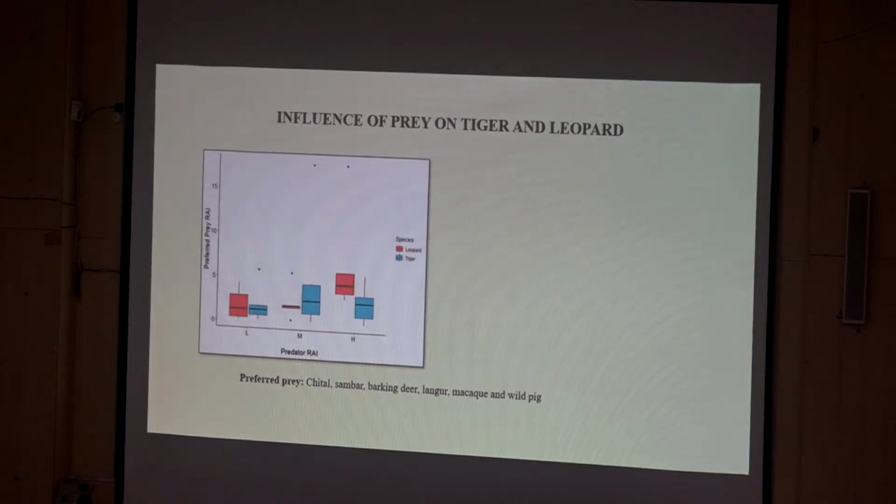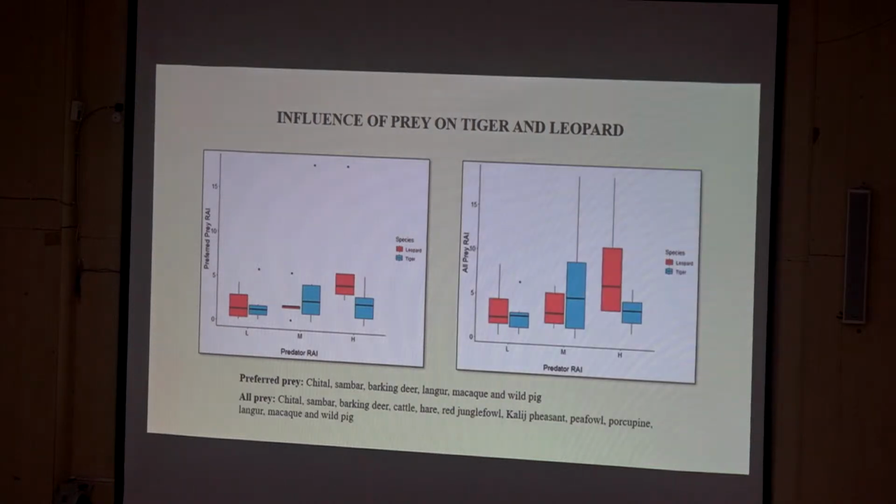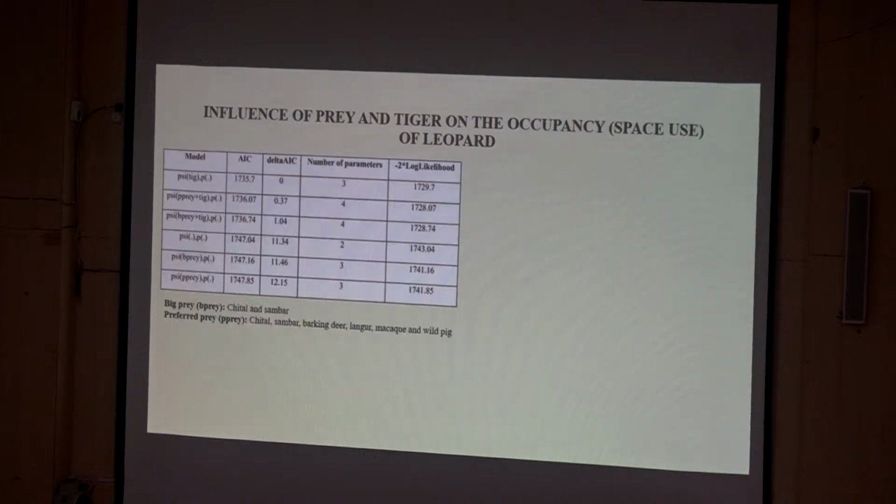The influence of prey on the two predators is also analyzed, and it is seen that for preferred prey, as well as for all prey species, there was an increasing trend in the RAI of leopards with increase in prey RAIs. However, no clear decipherable trend could be seen for tigers, and this could be due to camera trapping being conducted within the core area of the park, where there is availability of sufficient prey or high abundances of prey, and hence no clear trends were observed.